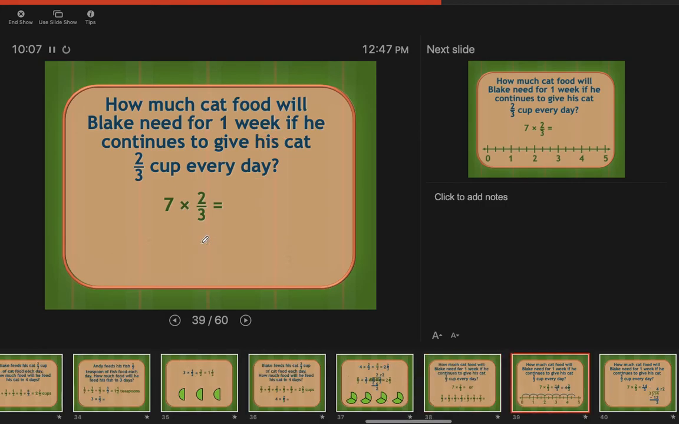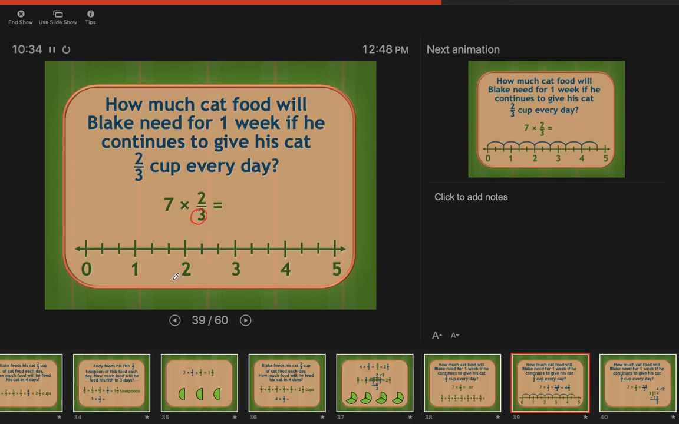Let's take a look at what this looks like on a number line. If I've got a number line from 0 to 5, I'm counting up 2/3. Notice from 0 to 1 and in between all of my whole numbers, I have divided it into 3 different parts. How did I know to divide my number line into 3 parts? Well, check out that denominator.